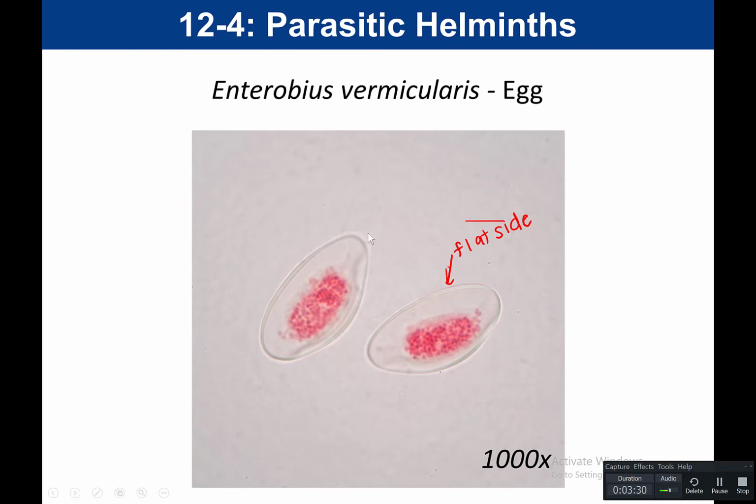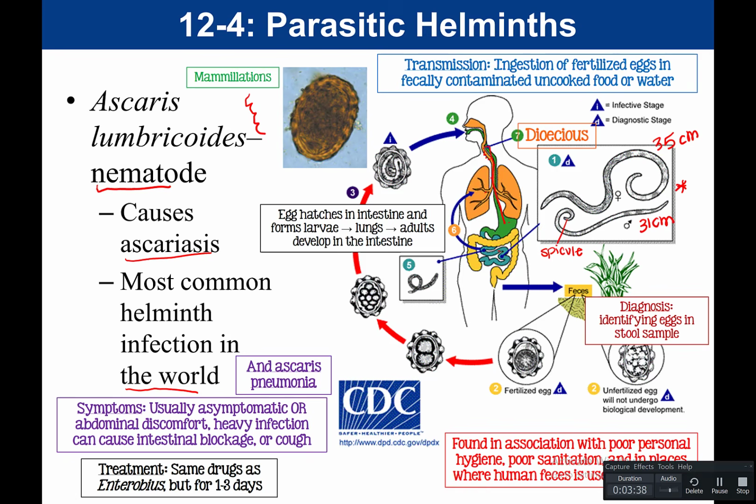And so this is the egg. And so notice I pointed out that one of the ways that you can identify it is that it has this one flat side. So you want to study Ascaris lumbricoides. I'm not going to go through all of this because it is in the original video, but you want to go through and you want to study this slide again.